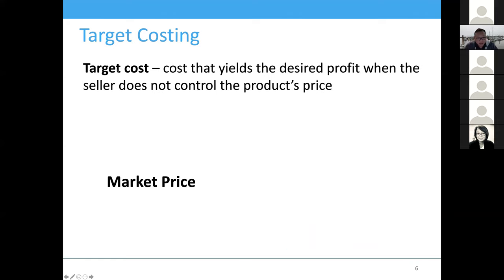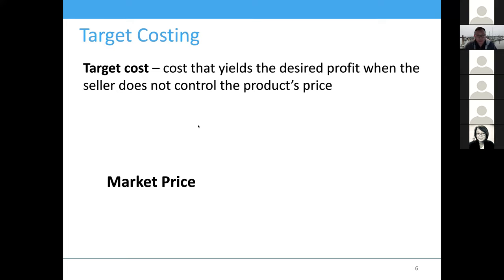So what's the target cost, right? You have no say, right? The suppliers cannot set the price, how much you want to sell to Walmart, right? Because if you ask for a higher price, Walmart will not go with you, right? Walmart will always pick the lowest supplier, right? So the supplier has no say about the selling price, right? The selling price is determined by the market, right?